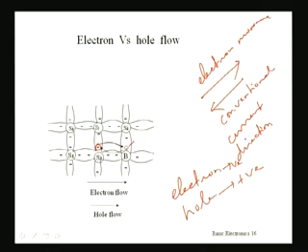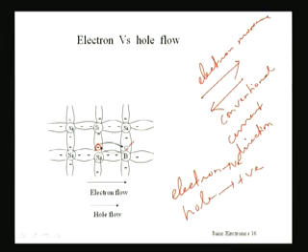So if we consider the current direction, the conventional current direction, which is opposite to the direction of movement of electrons, then the current direction will be in the same direction because of both these components. If I consider conventional current direction, it will be in this direction.